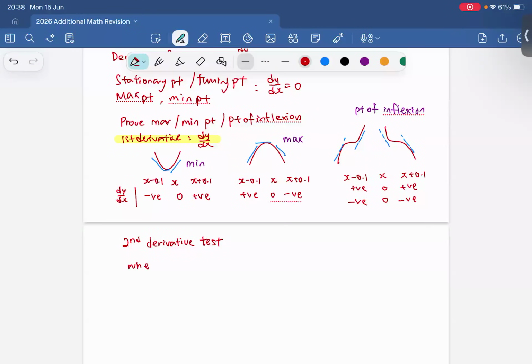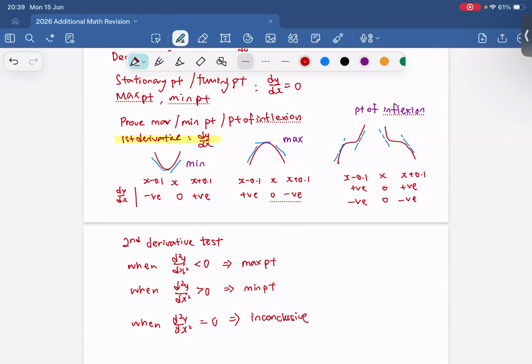When d2y over dx squared is less than 0, this tells me it's a maximum point. When d2y over dx squared is more than 0, it tells me it's a minimum point. When d2y over dx squared equals 0, does it mean point of inflection? No, it does not. It means inconclusive. We cannot conclude whether it is a maximum, minimum, or point of inflection. Then we have to go back and use the first derivative test.